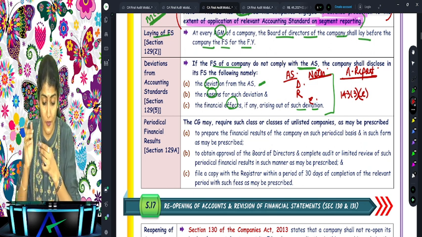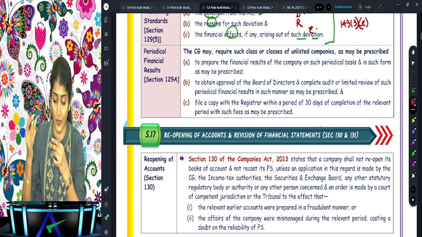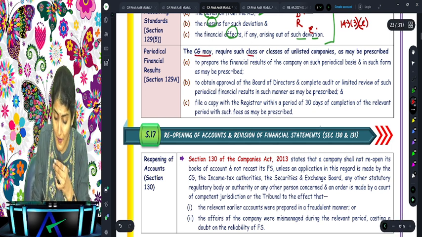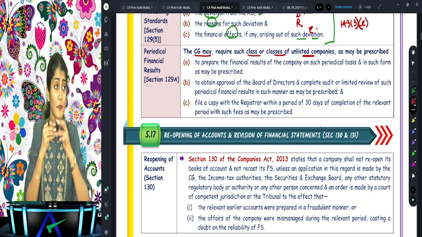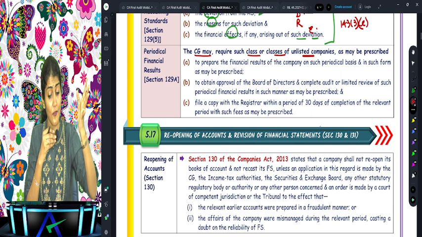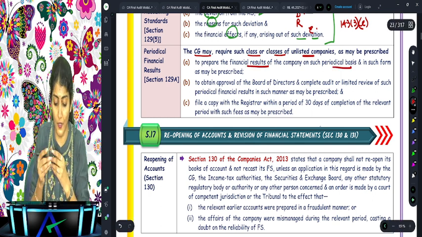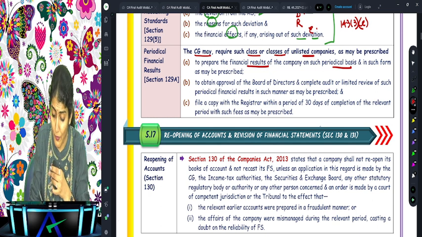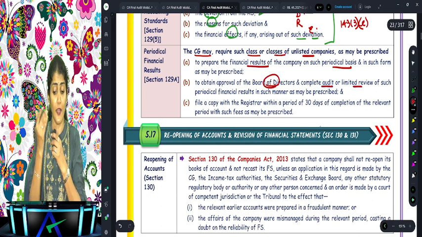Okay, right. So if any AS has not been followed, and periodical financial result, what does it say? The central government may prescribe class or classes of unlisted companies, because for listed companies, as per SEBI guidelines, they have to declare their quarterly results. This is for the unlisted company to prepare their financial results on a periodical basis, to obtain approval of the board of directors and complete audit or LR. You remember audit or LR?